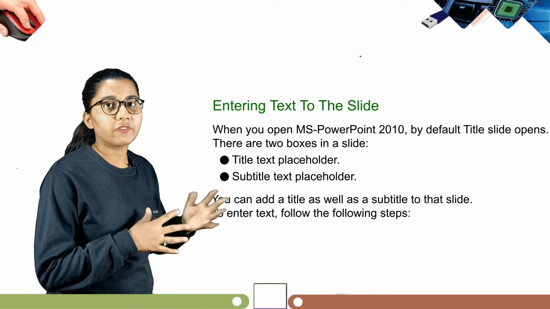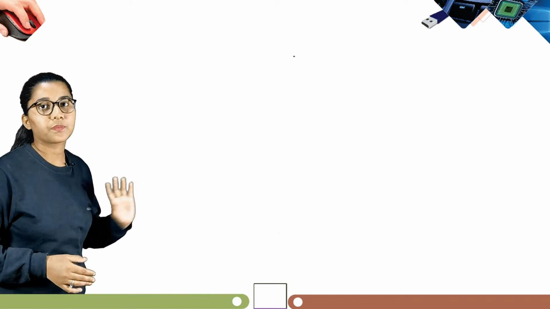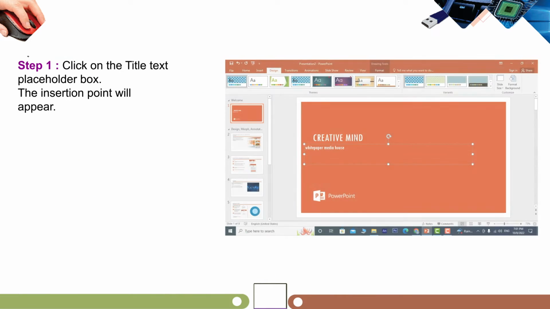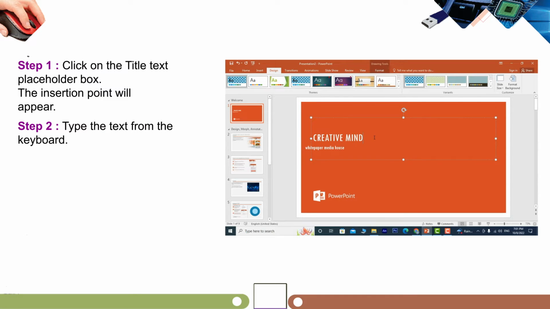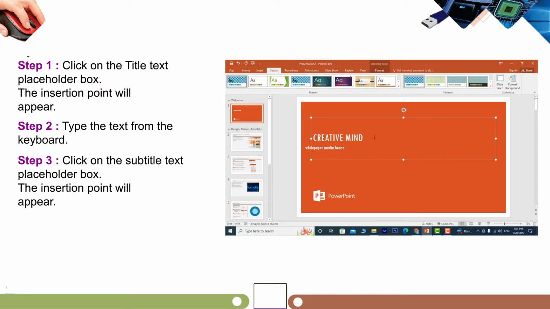To enter text, follow the following steps. Step 1 is click on the title text placeholder box. The insertion point will appear. Our second step is type the text from the keyboard. Our third step is click on the subtitle text placeholder box. The insertion point will appear. Students, our step 4 is type the text from the keyboard. You have to write the text from the keyboard, whatever topic you have chosen.